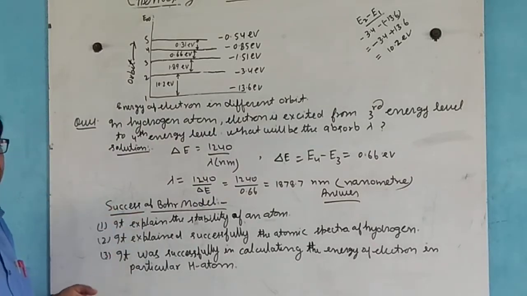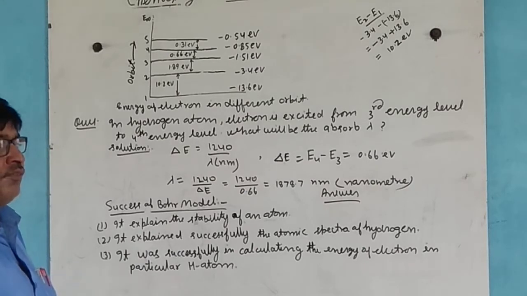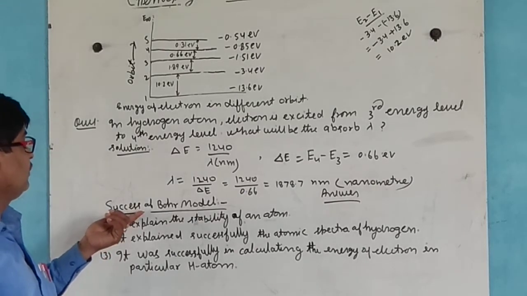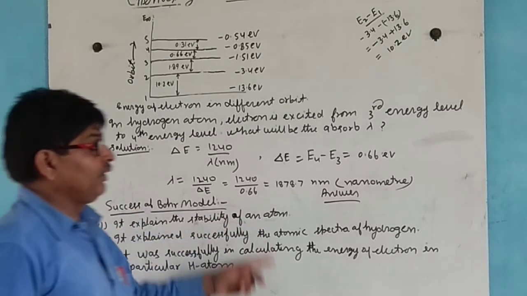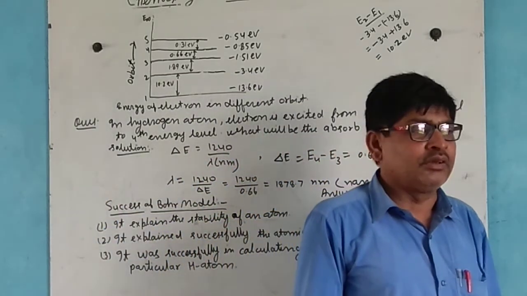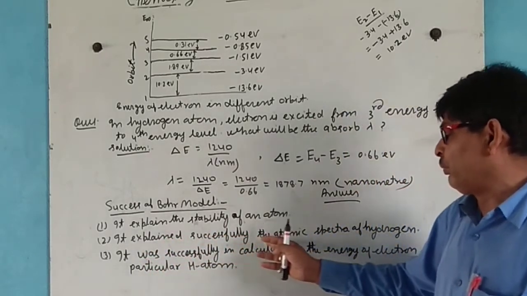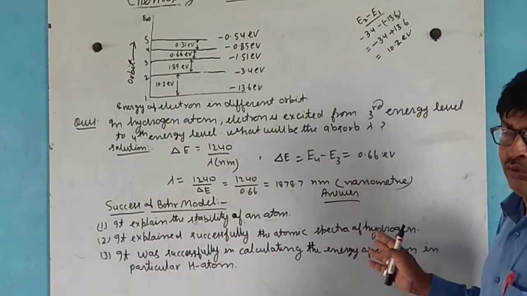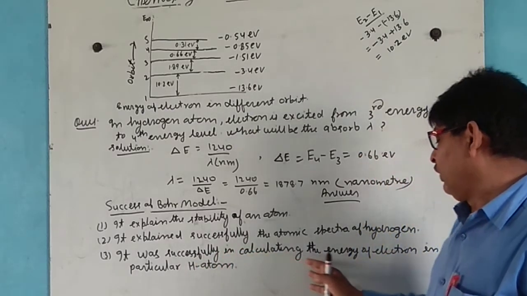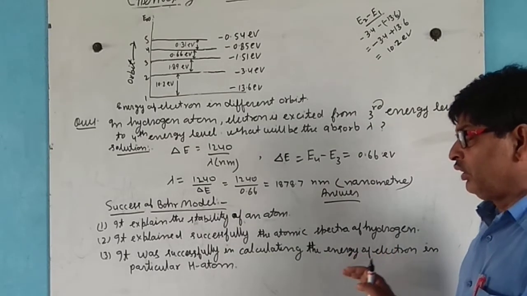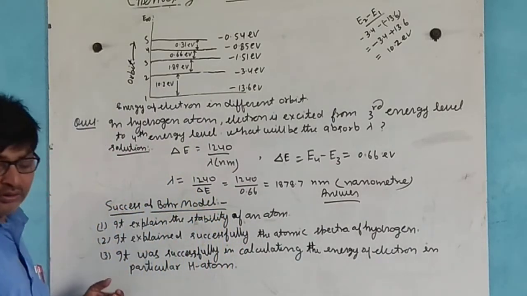Success of Bohr model. Now Rutherford model, after that the Bohr model. The Bohr model explains the stability of atoms, and it explains successfully the atomic structure of the hydrogen atom. And it was successful in calculating the energy of the electron in the particular hydrogen atom. This is true for the hydrogen atom.